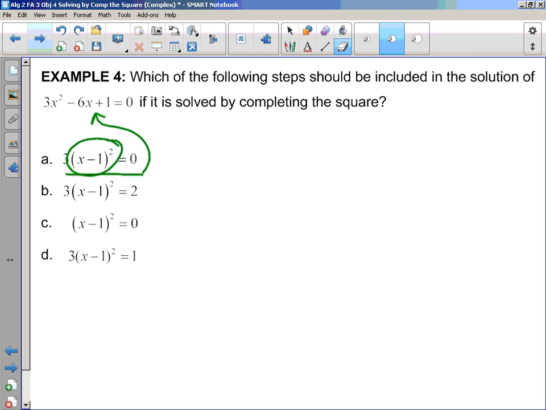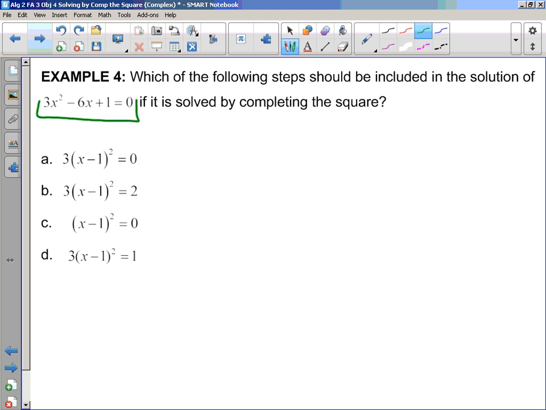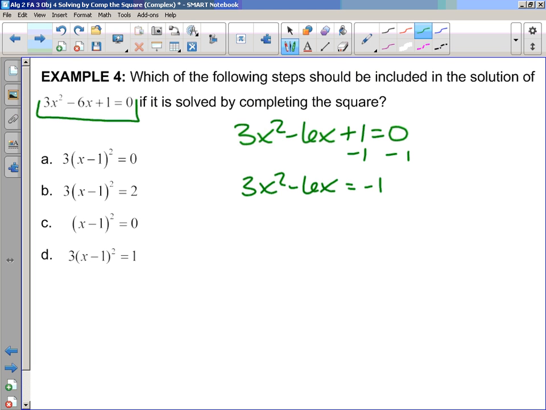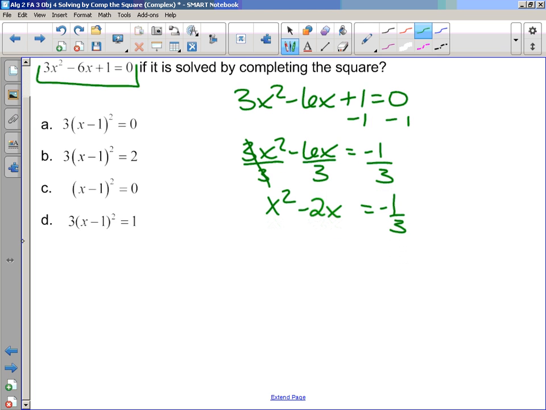So let me show you the method that if I'm going to work from the equation, from this, and do completing the square. All right, so I'm going to start by subtracting 1 from both sides. And I'm going to divide each term by 3. Okay, so negative 6/3 simplified to negative 2. So now I'm going to do the completing the square part.